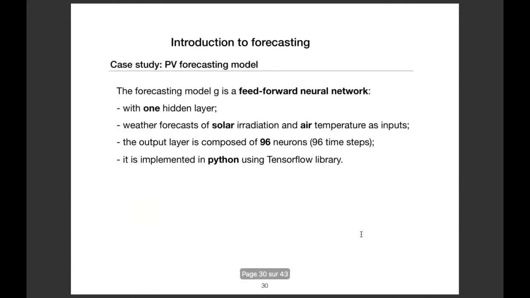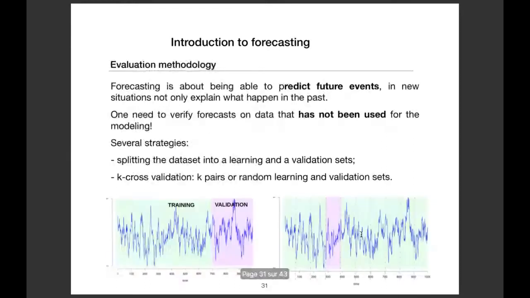Because if I come back to this model, the neural network, I will fit it on some data. I will use weather forecast, and I will try to fit my model on observations. Okay, great. But how can I evaluate that model? I cannot take the same data that I used to fit this neural network. So you need data that has not been used for the modeling. There are several strategies to do that.